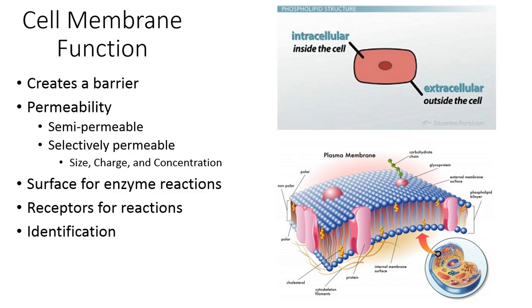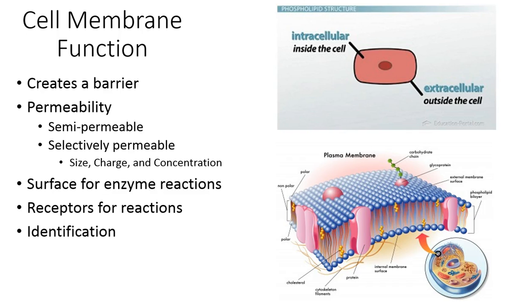Now, when I look at the cell membrane, also known as the plasma membrane, I have to look at its function, and the biggest one that I can give you is that it creates a barrier. If you look at this top picture, it's a barrier between what is inside the cell and what is outside the cell. When we talk about these in terms of fluid, whatever is inside the cell is intracellular, whereas what is outside the cell is extracellular. So it creates a barrier that protects everything inside the cell. It protects that intracellular structure, and it separates it from the extracellular environment.